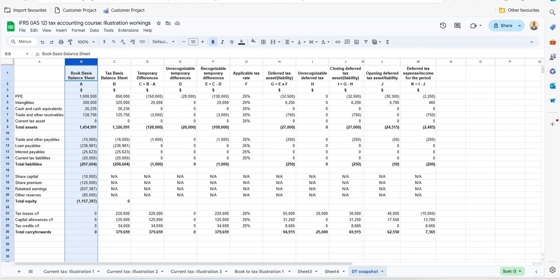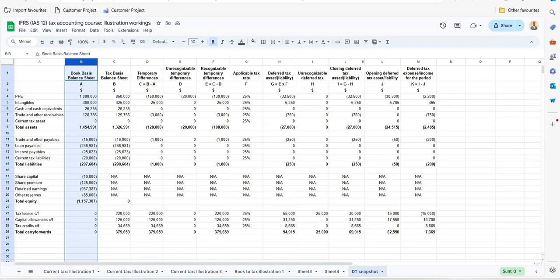And I'm sure you can recognize the items on the very first column here. So you've got PPE, you've got intangibles, trade payables, loan payables, share capital, and all that. So your starting point is to look through your balance sheet. Yeah, that's the starting point of deferred tax calculation. In reality, you will have to look at your trial balance, because the trial balance is broken down into much more details than your balance sheet can capture.